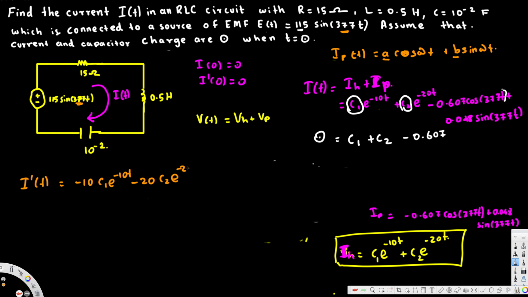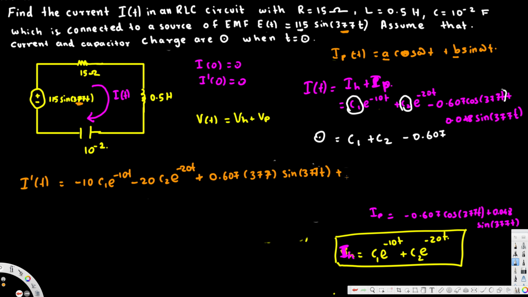c2 e power negative 20t, and then we are going to take the derivative of cos. Derivative of cos is negative sine, so negative sine, and this is going to make this one positive sine. So positive sine, and we are going to have 0.607, and also we are going to have the inside derivative. Inside derivative of this one is going to be 377. So 377 multiplied by sine 377t, and after that we are going to take the derivative of this sine, and that's going to be just plus cos theta, but we are going to have the inside derivative again, because this is also chain rule.